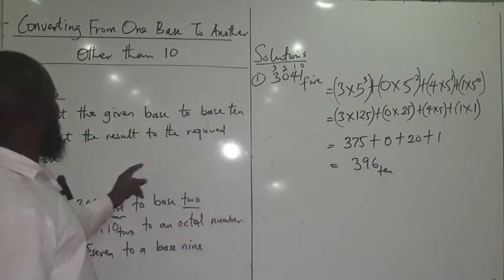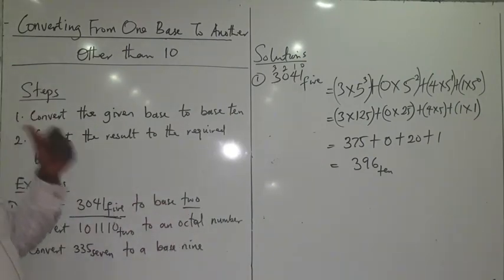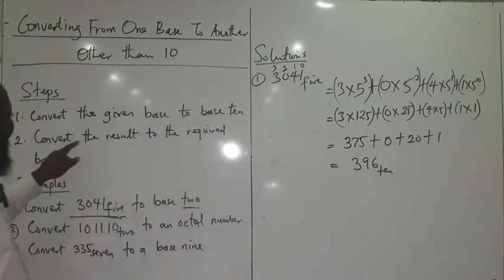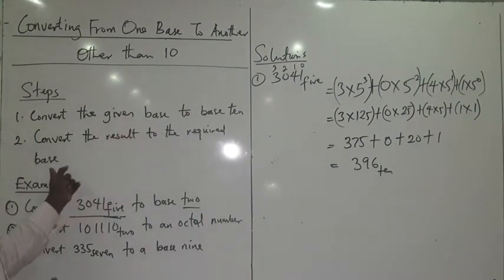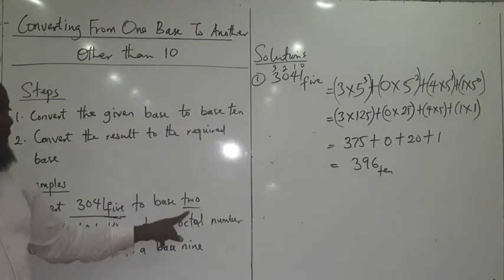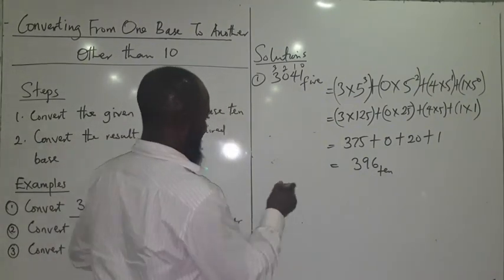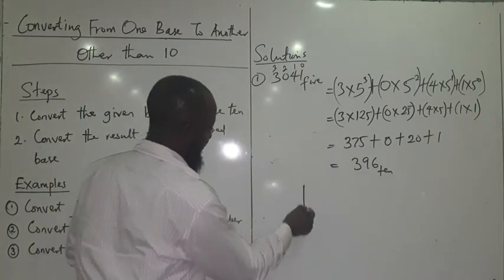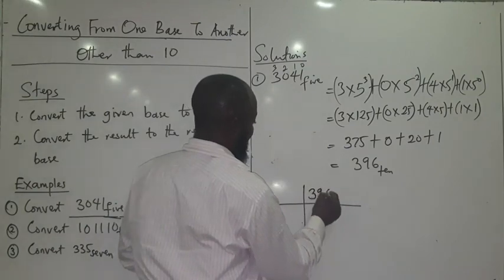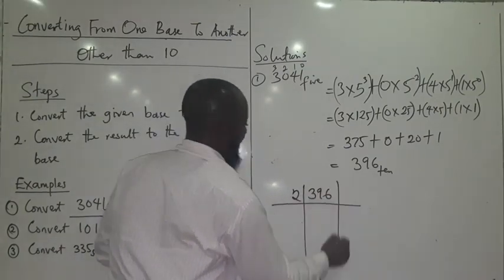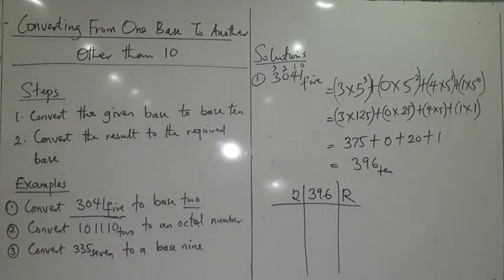So the next thing is, don't forget we are converting to base 2. So in that case, we convert the result in step 1 above to the required base. What's the required base in this case? It is 2. So we're going to convert this one to base 2. We take 396, then we use 2 to divide, and we write down our remainder. I hope I'm making sense.